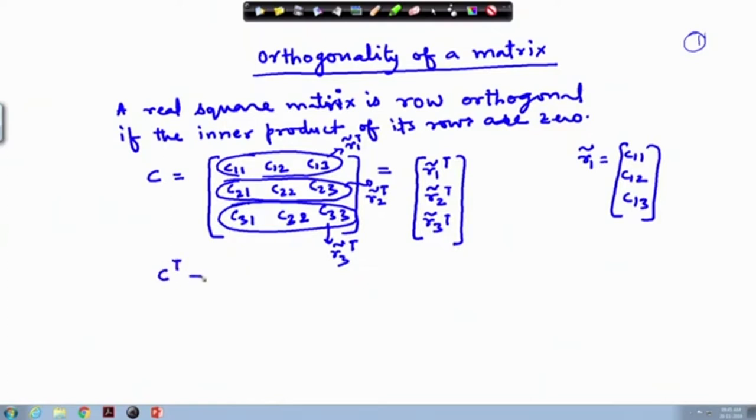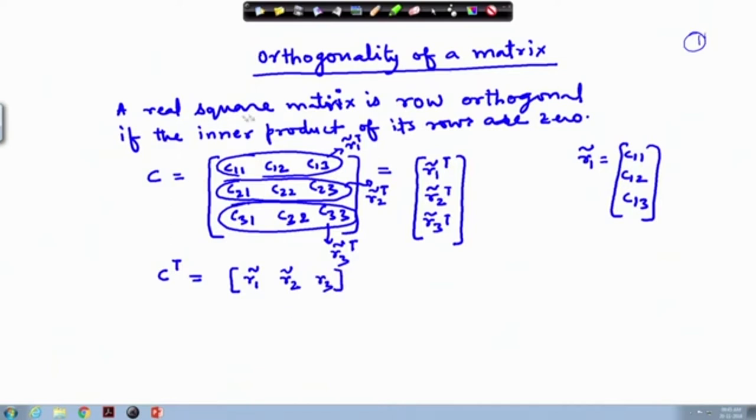And if we take the transpose of this C matrix, the columns will go into the row format. R1 tilde is here in column format, so we take the transpose of that, and it gets converted into R1 transpose. Similarly, the others will be R2 transpose and R3 transpose.